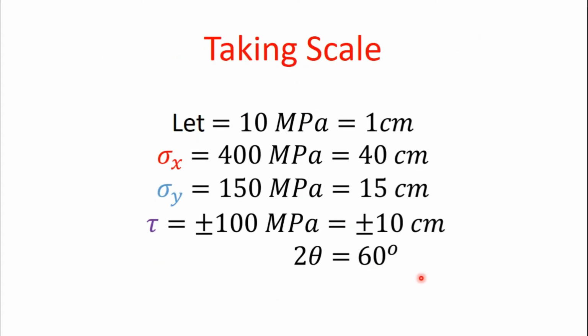Beginning with Mohr circle, first of all you have to take a scale, and I have taken the scale 10 megapascal equals 1 centimeter. Accordingly sigma x, which is 400 megapascal, becomes 40 centimeter, sigma y, which is 150 megapascal, becomes 15 centimeter, and shear stress, which is plus minus 100 megapascal, becomes plus minus 10 centimeter. And in Mohr circle you have to double the angle theta, which is given as 30 degree, so twice theta is 60 degree.